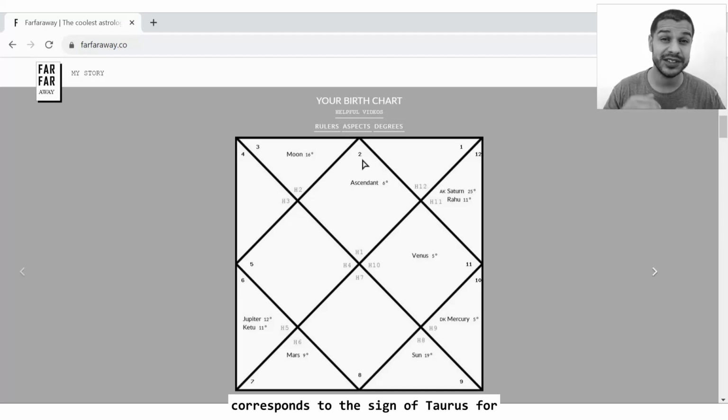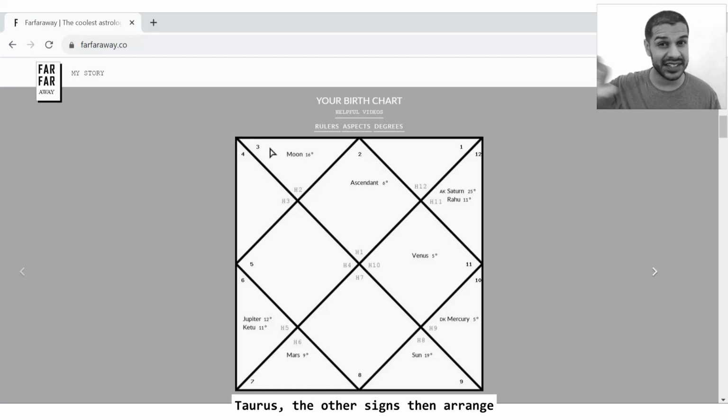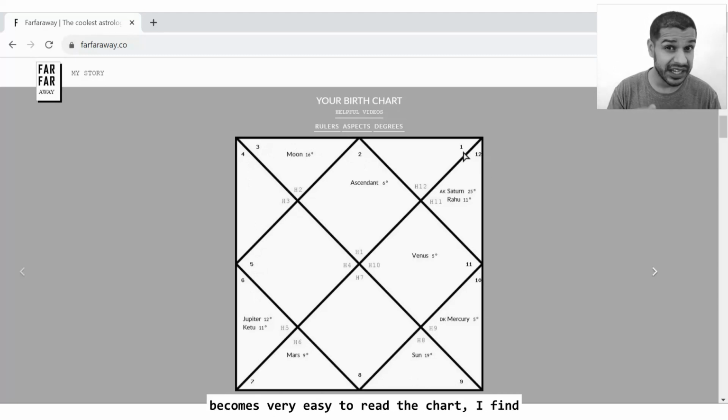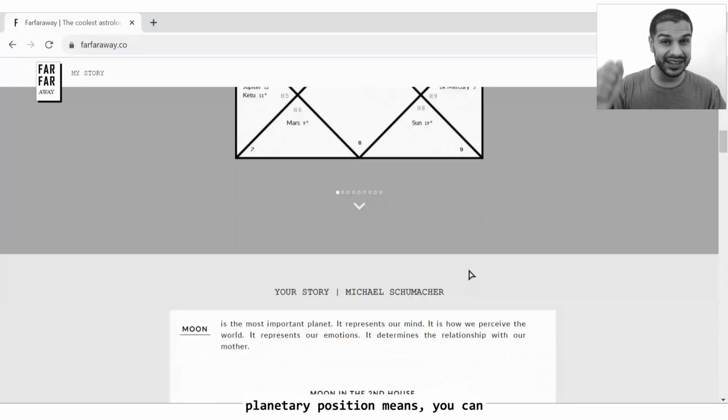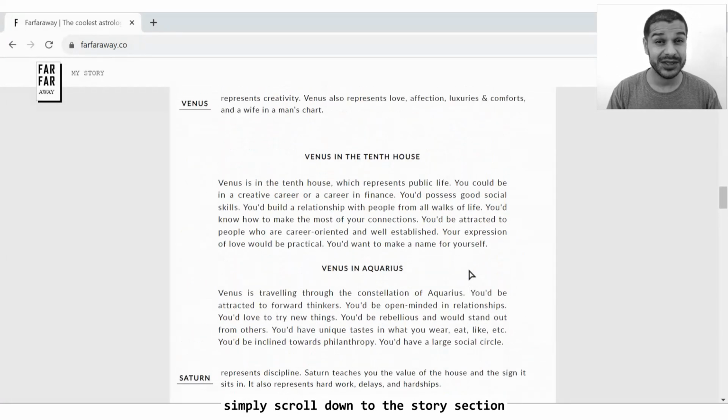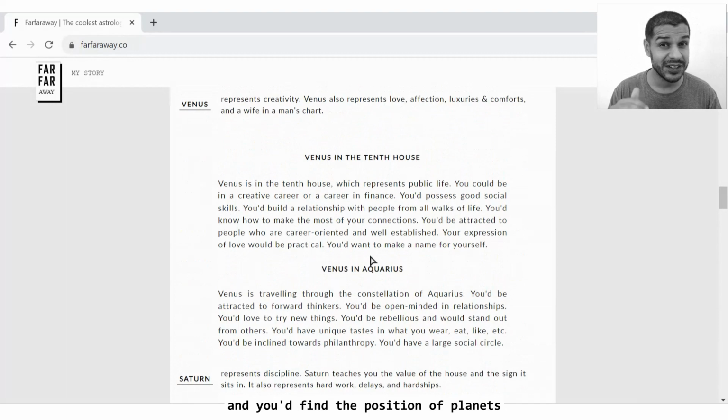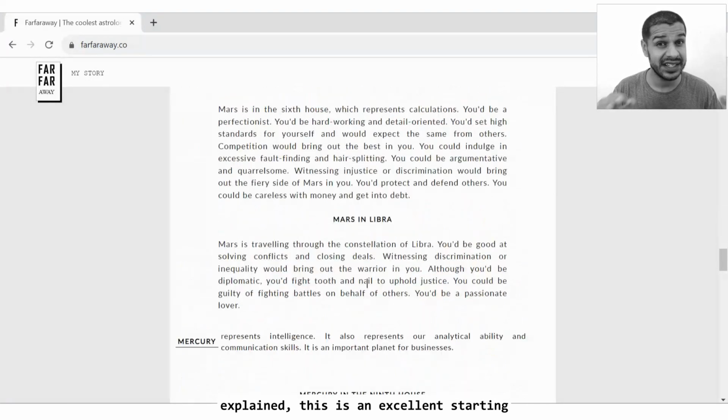Now number 2 corresponds to the sign of Taurus. For him, the rising sign, the ascendant, is Taurus. The other signs then arrange themselves around the houses. It now becomes very easy to read the chart. I find Venus in his chart in the 10th house in the sign of Aquarius. If you'd like to straight away know what this planetary position means for you, you can simply scroll down to the story section and you'd find the position of planets explained. This is an excellent starting point.